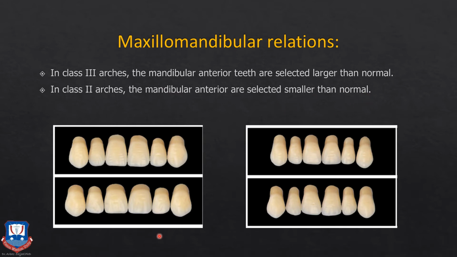So in class 3, we'll set a larger tooth mold for the mandibular anterior teeth, whereas in class 2, we'll select a narrower and longer tooth mold for the mandible.